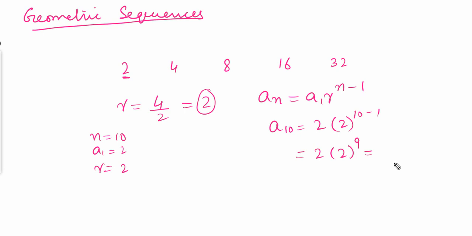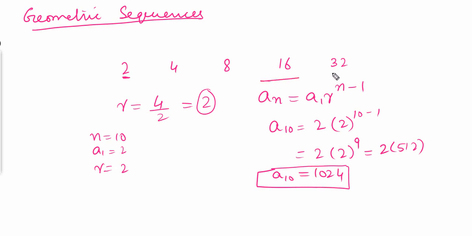So 2 to the power of 9 will be equal to 512. So it's 2 times 512, that will be equal to 1024. So 1024 will be the 10th term of this geometric sequence. And now we will discuss the formula to find the sum of a series, the sum of a geometric sequence.